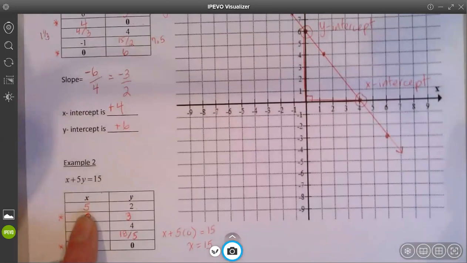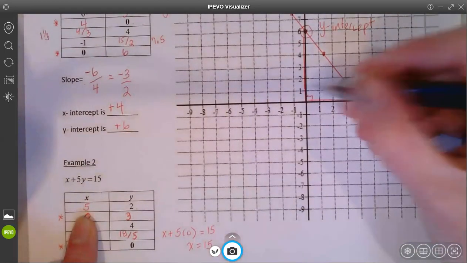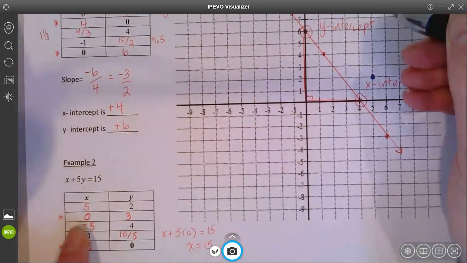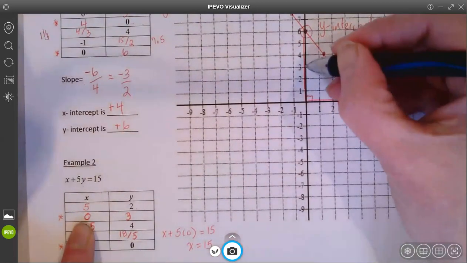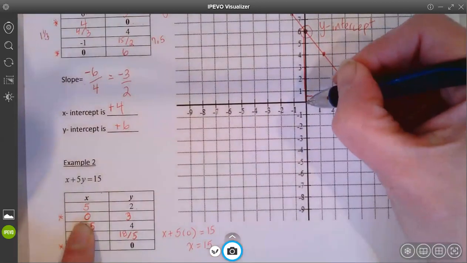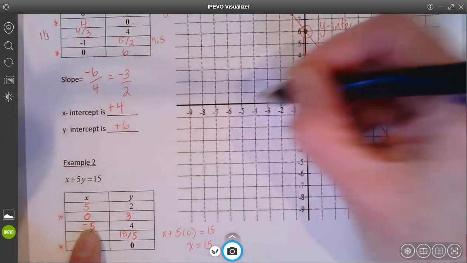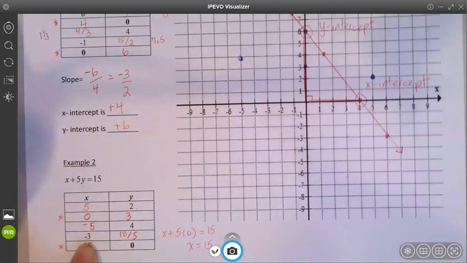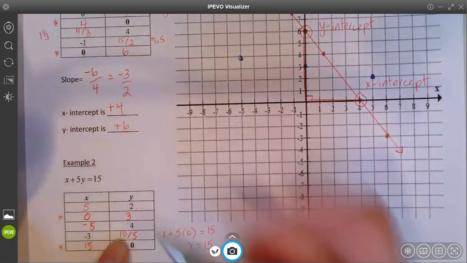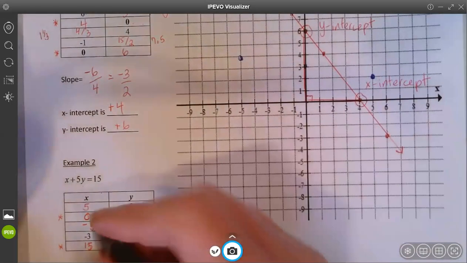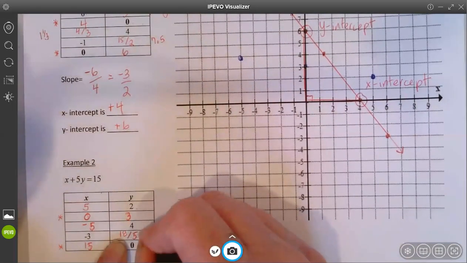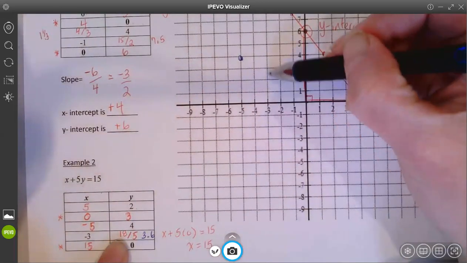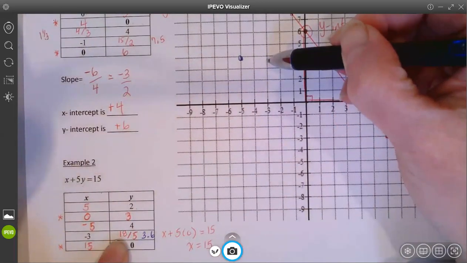So the first point, ordered pair is 5, 2. So there's over to positive 5 and up to 2. Here's our first point, 0 and 3. So x is 0 up to 3. Negative 5 up to 4. And this one is tricky. 18 over 5, we are going to convert that to a decimal. It's 3.6. So we're going to go to -3 and up to 1, 2, 3, and just past the halfway point.